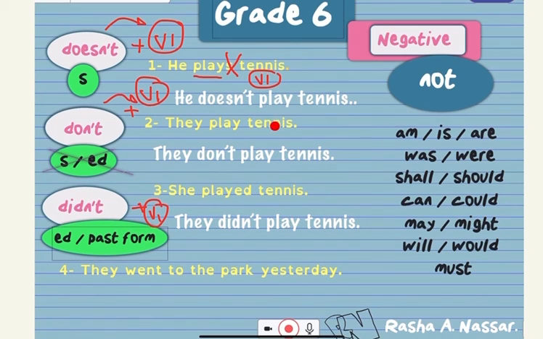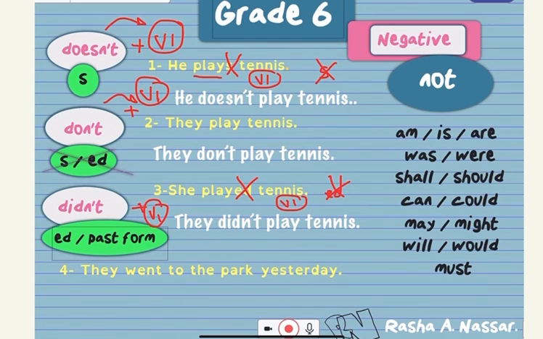So here, if you see doesn't play, I cannot say doesn't plays. Don't play, so it means that don't is followed by infinitive or V1, and doesn't is followed by V1. And again, didn't is followed by V1. What do we mean by V1? V1 is the verb without anything, without ed and without s.